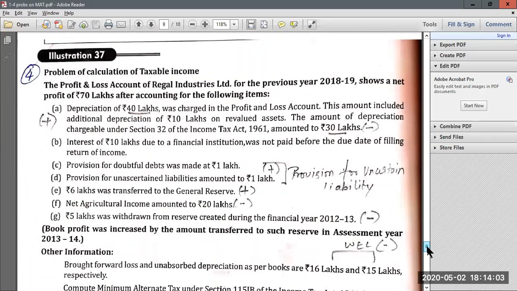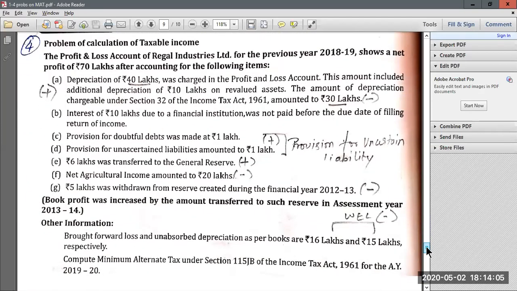Then again we will discuss another problem, the fourth problem. It is simple. Now again they have given net profit as per P&L account as 17 lakhs, and again they have given certain items. Let us see. Depreciation of 40 lakhs was charged in the P&L account. This amount included additional depreciation of 10 lakhs on revaluation of assets. So that means this 40 lakhs is depreciation, including the depreciation of 10 lakhs on revaluation of assets.